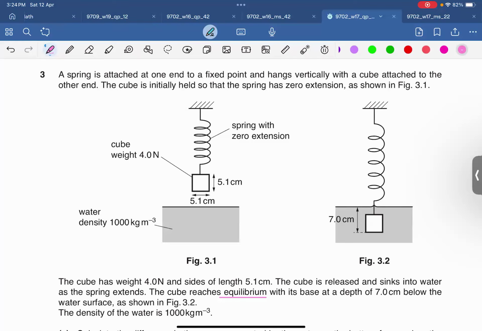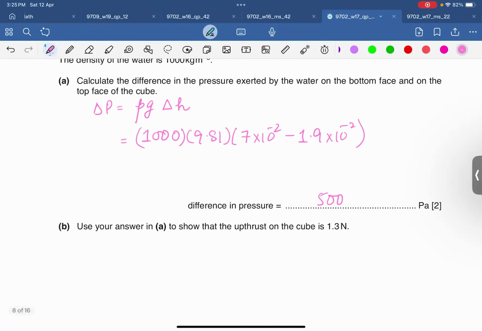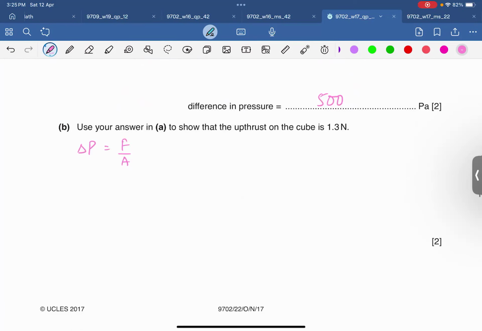So this is the first part. The second part says use the answer in A. So the pressure difference. You know that pressure is equal to force upon area, right? And the pressure difference gives you the upthrust. So if you multiply the change in pressure and the area, you'll get the upthrust. Are you guys getting it? So the change in the pressure is 500.